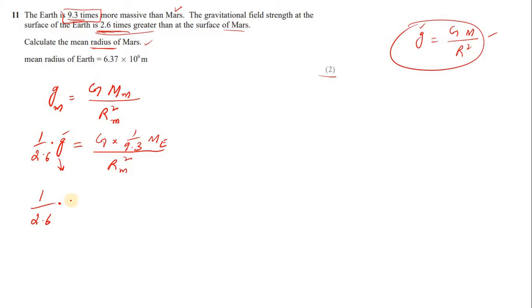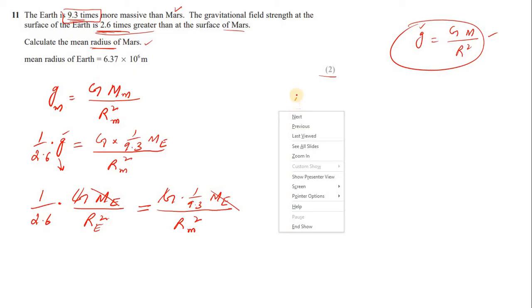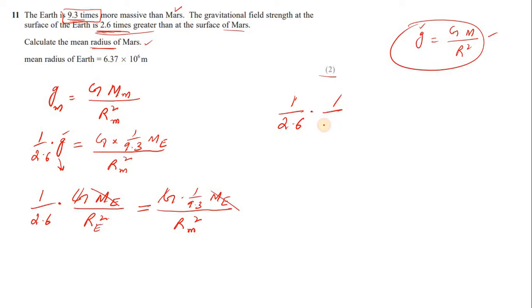So G times mass of the Earth divided by radius of the Earth squared equals G times 1 upon 9.3 mass of the Earth divided by radius of Mars squared. Clearly mass of the Earth cancels, capital G cancels. So 1 upon 2.6 into 1 upon Re squared is equal to 1 upon 9.3 Rm squared. You can do your maths, you can make Rm the subject.